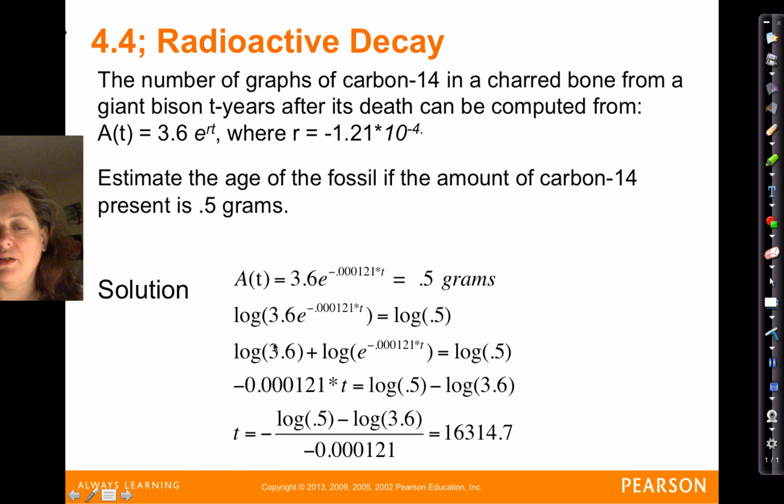Log of this product is a sum, right? Log of an exponential is just going to be this, okay? And log of half is going to be log of half. Now, I just subtract this logarithm from both sides, and I end up having to take t. Now, don't forget that there's this minus.